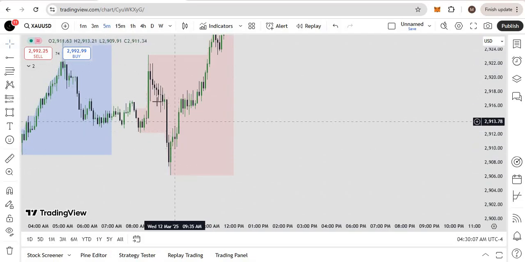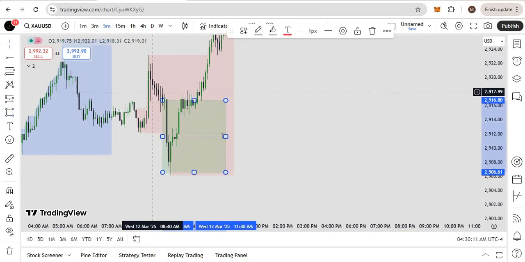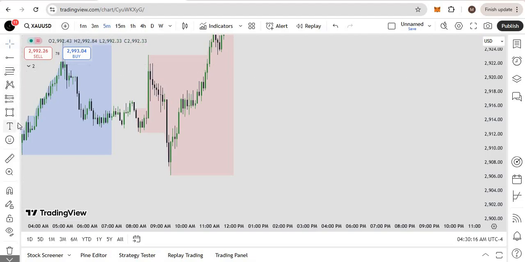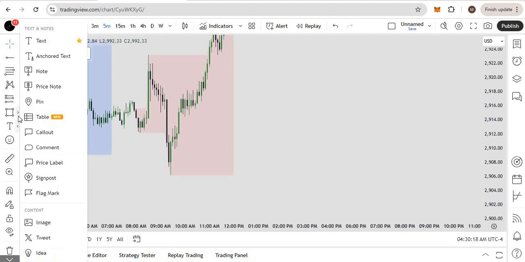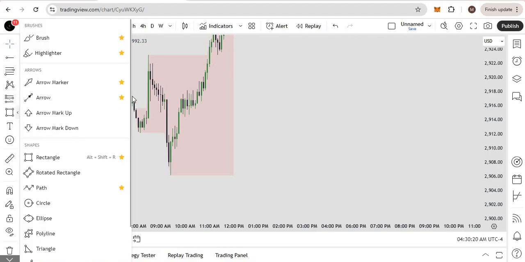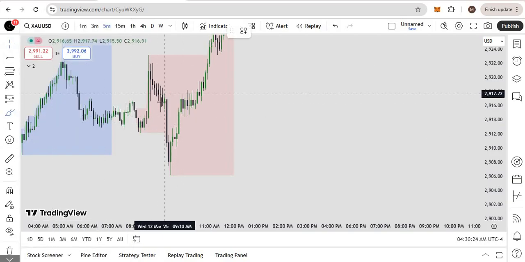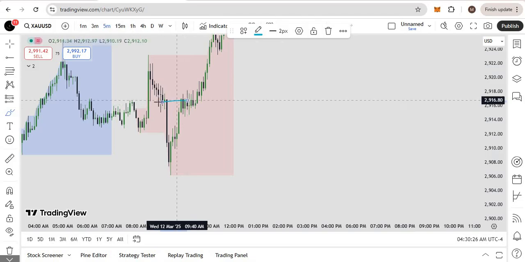If you go to 1 minute, you also see the same scenario, the same thing happening here in the 1 minute time frame. So what happened here, the price changed its state of delivery. This is the first candle, second candle, and here is the last candle.